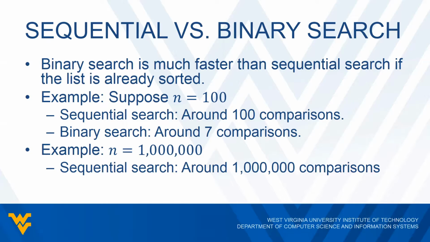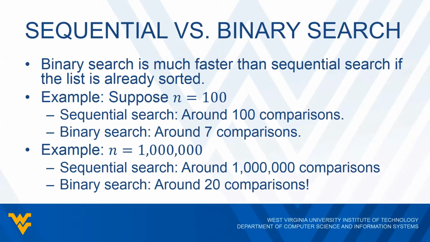What about binary search? What is log base 2 of 1 million? It's about 20 comparisons. So just think about that for a second. If your list is sorted, you can find what you're looking for, or determine whether or not it exists in your list, with just 20 comparisons for a list of 1 million. That's huge. That just shows you how powerful log n is compared to n.